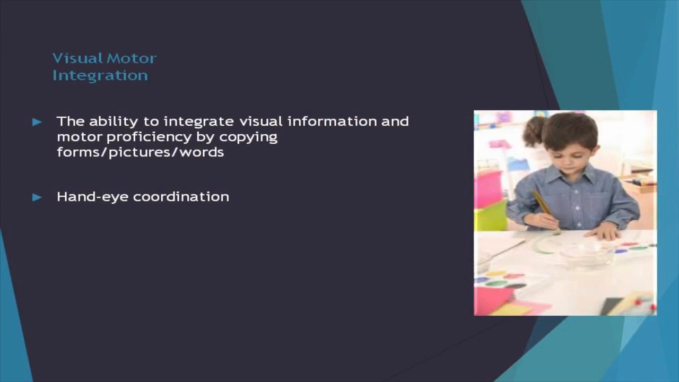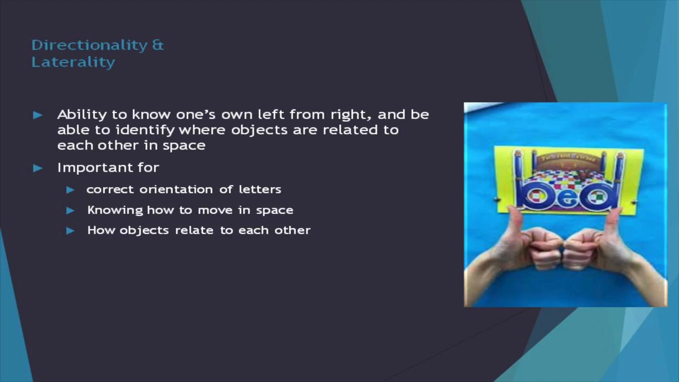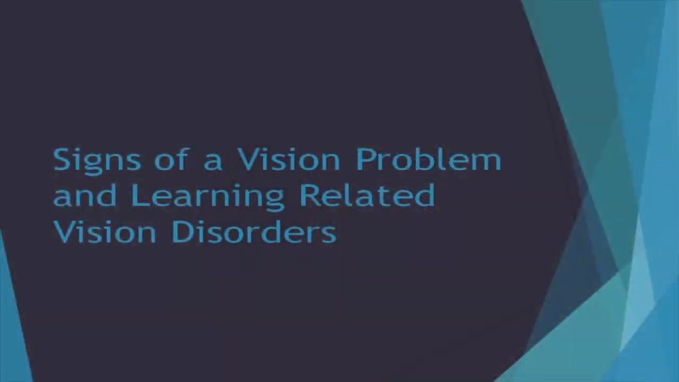Visual motor integration, the ability to integrate visual information via forms and copying. So eye-hand coordination, but more handwriting, and right now it's keyboarding. And finally, laterality and directionality. We chatted about it with form constancy as well, but this is correct orientation of letters, knowing how to move through space, tie your left shoe, go down the hallway, turn right, that type of mental map, knowing where they are in space.